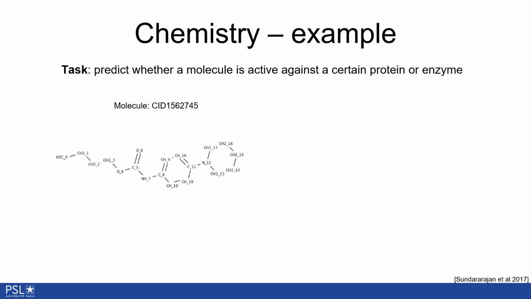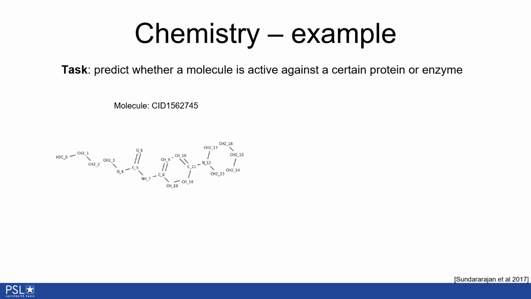The second application example provided by Sundararajan and colleagues goes beyond image processing and pertains to chemistry. It addresses the task of predicting whether a molecule is active against a certain protein. Previous work by Cairns and collaborators developed a deep network model for this task based on a molecular graph convolution architecture. In this model, an input molecule, shown on the left, is encoded as an undirected graph describing sets of atoms and atom pair features.